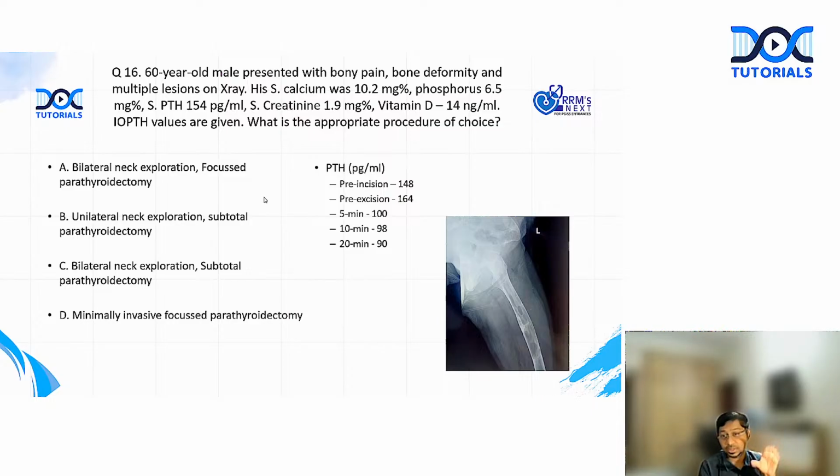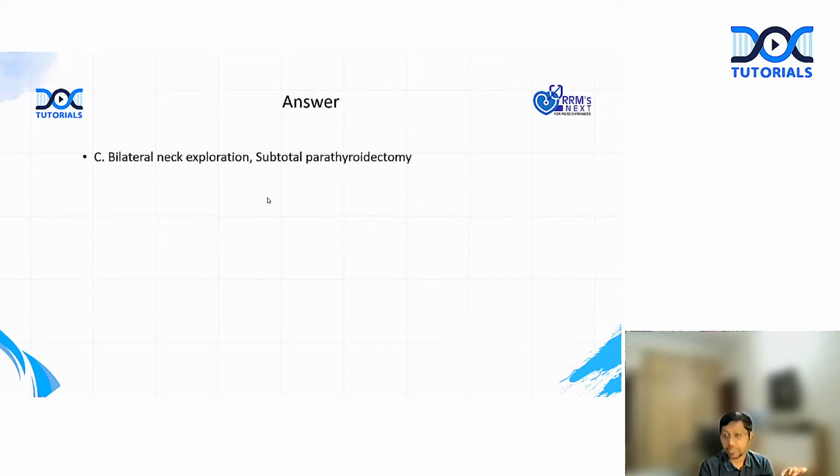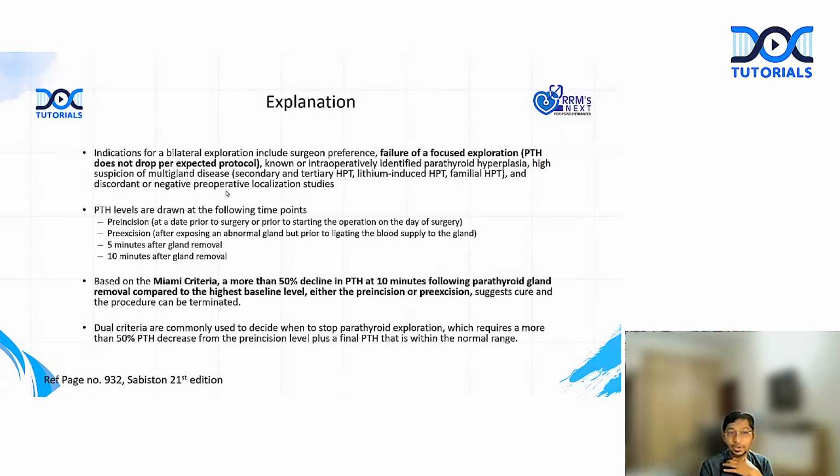So bilateral neck exploration, subtotal parathyroidectomy is the procedure of choice for secondary hyperparathyroidism. Again, for focused exploration, if there is any failure, meaning PTH does not drop as per the protocol, then you definitely have to convert the focused exploration to a bilateral neck exploration. And as I already mentioned, we take these 4 values: pre-incision, pre-excision, 5 minutes, and 10 minutes. And depending, we take the higher of these two.